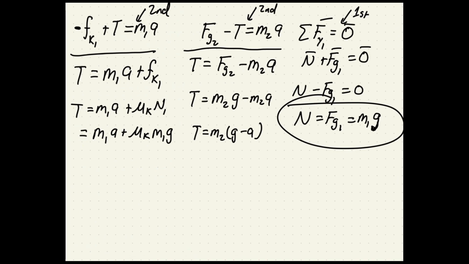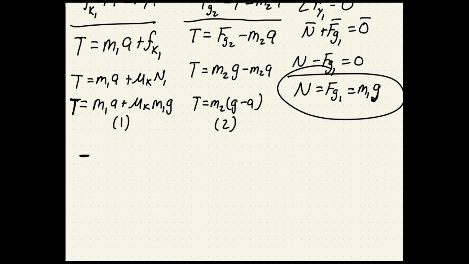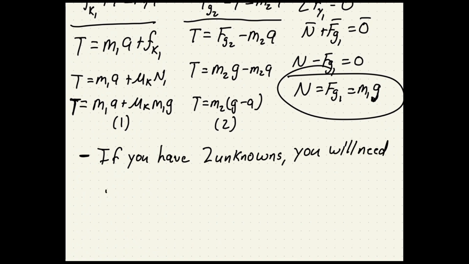Okay, so a lot of talking done. We figured out our tension force for both of these things. So now we have two equations. This will be equation 1, and this will be equation 2, for mass 1 and 2. And we have two equations and two unknowns. So I'm going to write out a statement that comes from math, and the statement says, if you have two unknowns, you will need at minimum two equations to solve for your unknowns.